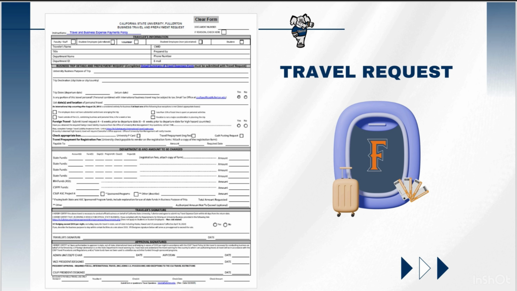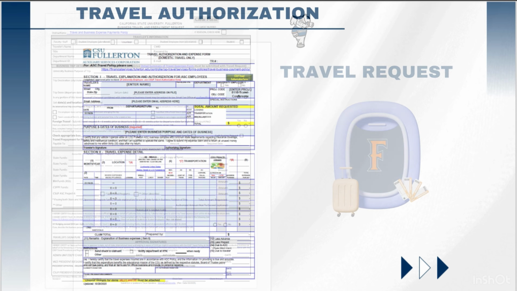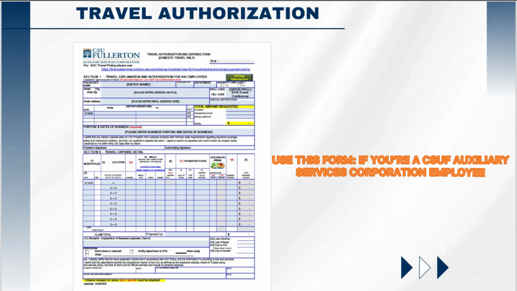The first step in the travel reimbursement process begins before the trip takes place. The travel request needs to be approved. There are two types of travel request forms. If the traveler is a student or CSUF faculty or staff member, they use the CSUF Business Travel and Prepayment Request. If the traveler is a CSUF Auxiliary Services Corporation employee, they use the Travel Authorization and Expense Form.